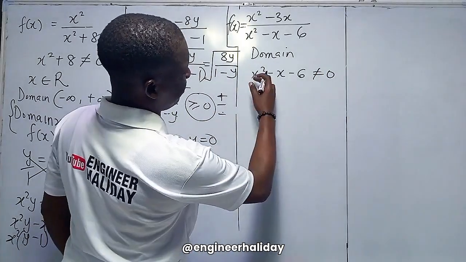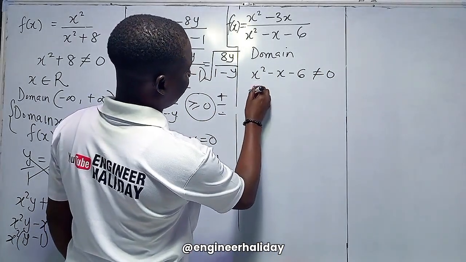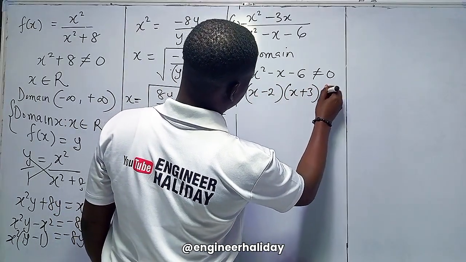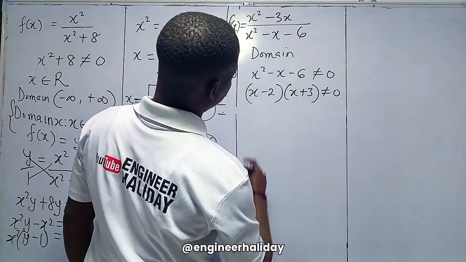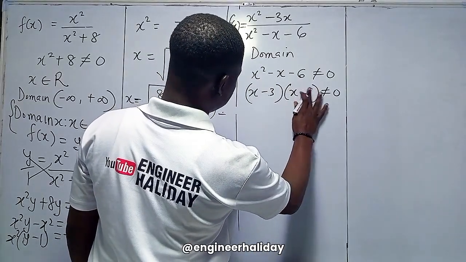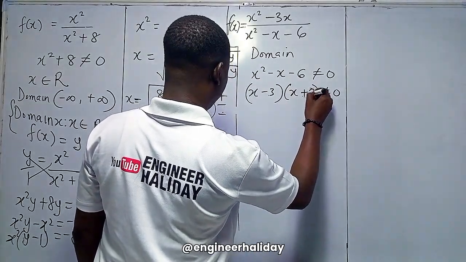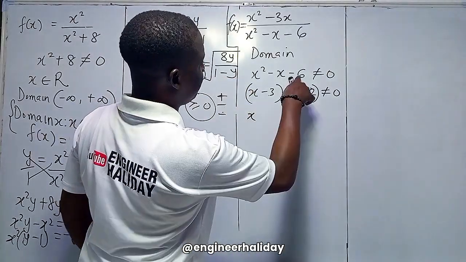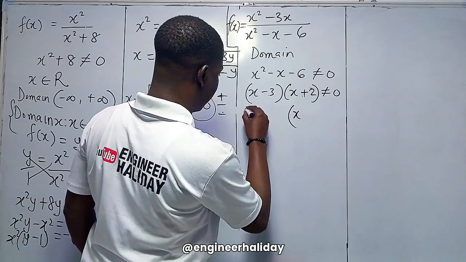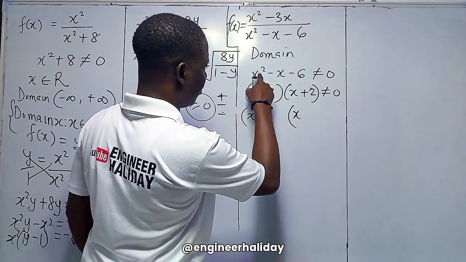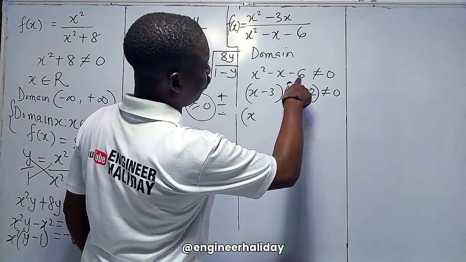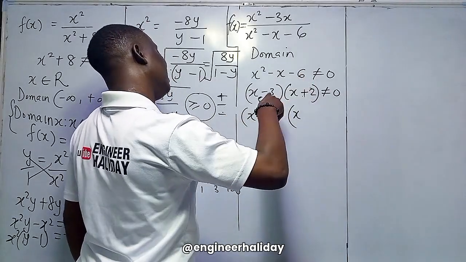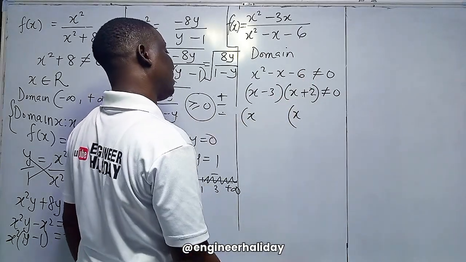Now, if we factorize this, we want to have x minus 2 and x plus 3 not equal to 0. Let's check. Okay, x minus 3 and x plus 2. What did I do? Just pick one of the x here, another one, drop it here. Then what are the two values you can multiply to give you minus 6? Minus 3 and 2.